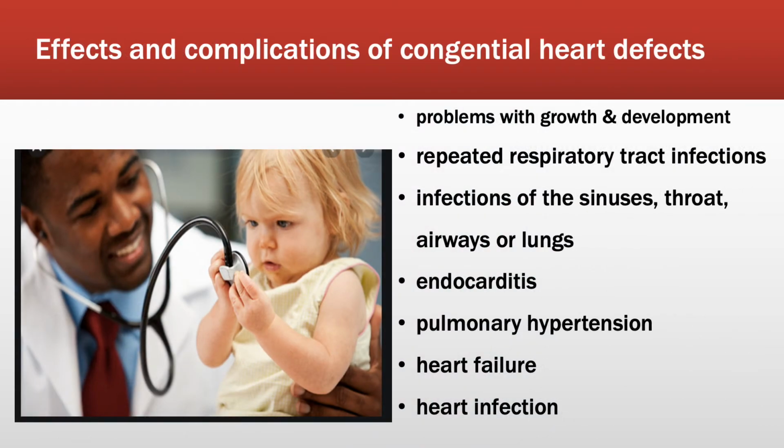Effects and complications of congenital heart defects: they have problems with growth and development. They have repeated respiratory infections, infections of the sinus, throat, airway, or lungs, and endocarditis, which is an infection of the heart. Pulmonary hypertension, where the blood pressure is increased in the pulmonary veins and arteries, leads to heart failure and heart infection. These are conditions and complications that again put this population at risk for developing multiple medical conditions.